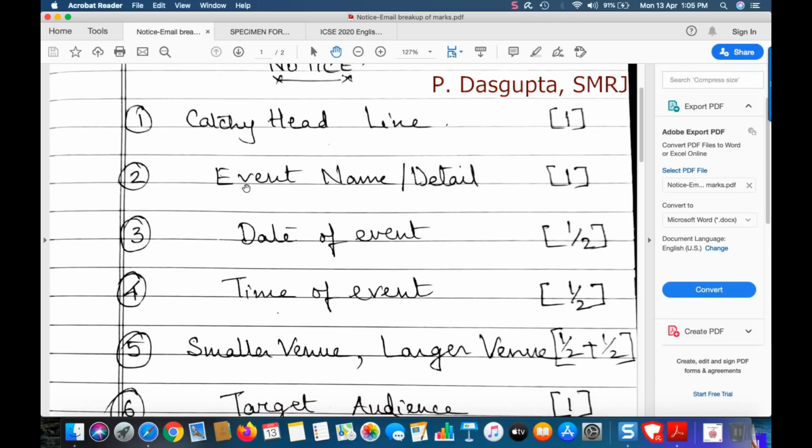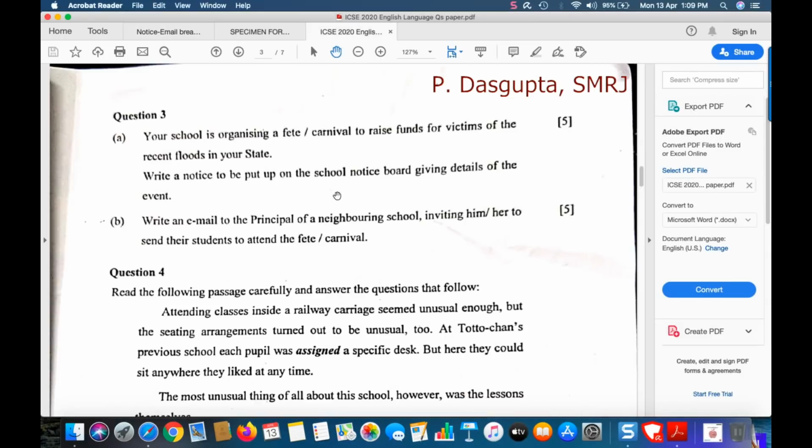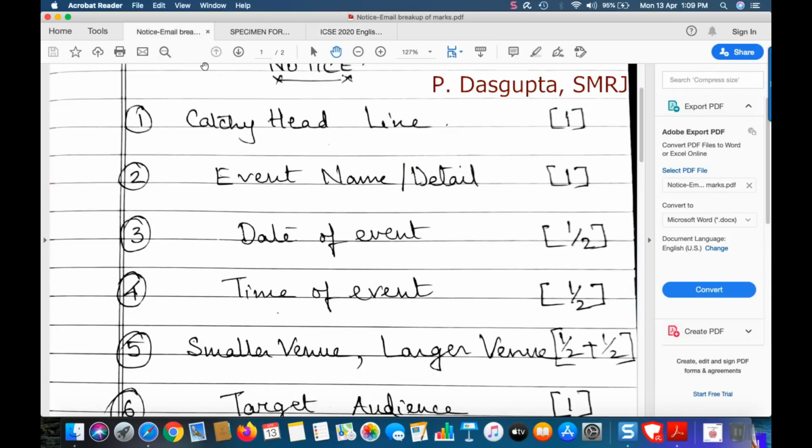Date of the event. Now be careful. This question is from ICSE 2020 and the paper happened in the month of March. So the date of the event has to be somewhere in March. If it is not in March, you will lose this half mark. Be very careful with this.